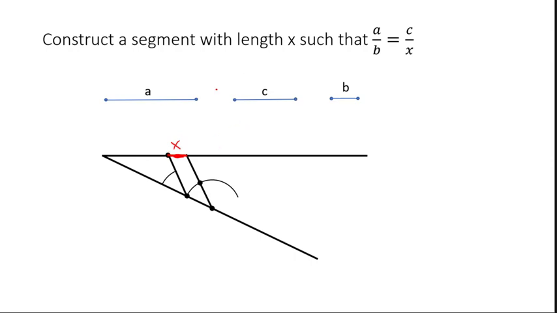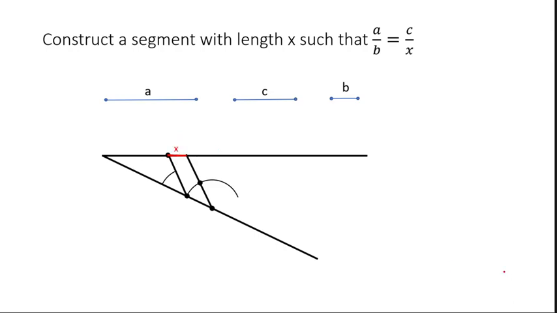And it makes sense because if you think of this ratio a to b equaling c over x, okay, c is smaller than a, so that means x would have to be smaller than b. So this segment makes sense. It's smaller than b, so we did it correct.